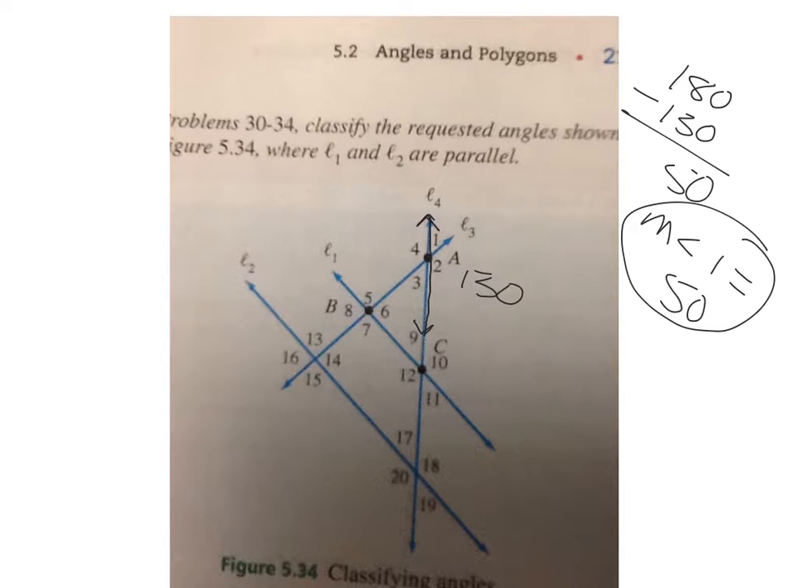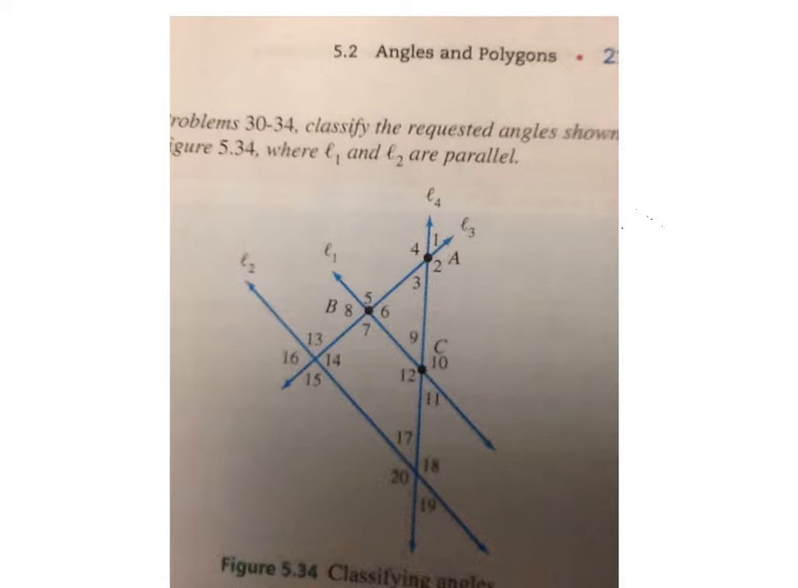34B, let's erase what we have here. 34B says, find the measure of angle 5 if the measure of angle 15 is 88 degrees. So we go over and look at 15, and it is 88 degrees. It's also part of a line. We're trying to find angle 5. Angle 5 is this one up here.